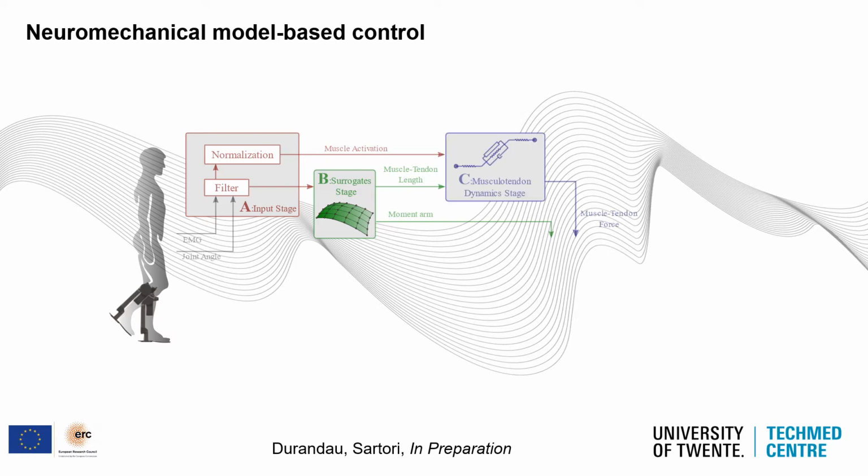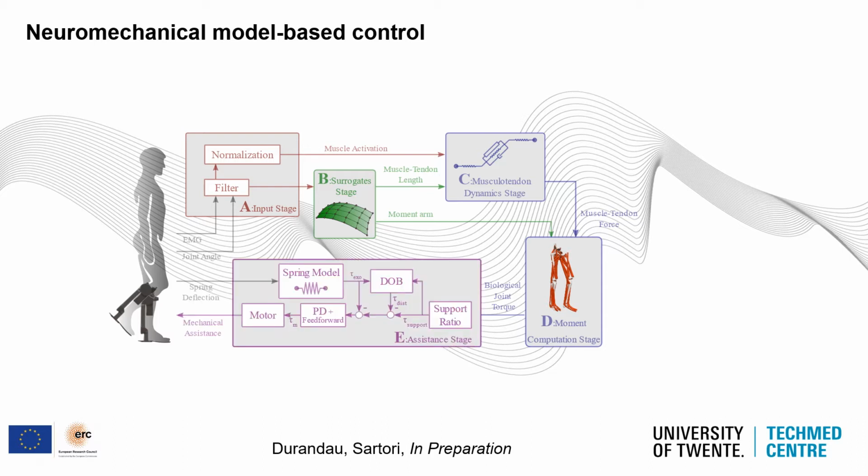Muscle length and muscle activation are sent to the musculoskeletal dynamic stage, which computes muscle tendon force using a Hill-type muscle model. These values are then used to compute the biological joint torque via moment arm estimates. Torque is then multiplied by a support ratio that is given to the torque controller of the exoskeleton, which will give mechanical assistance to the user.